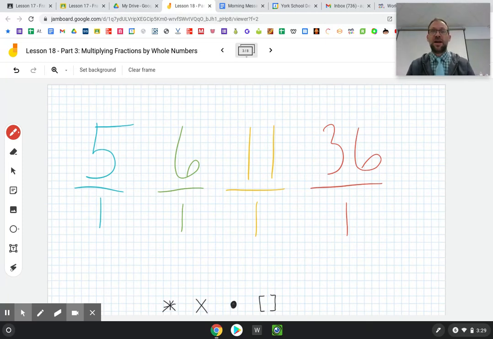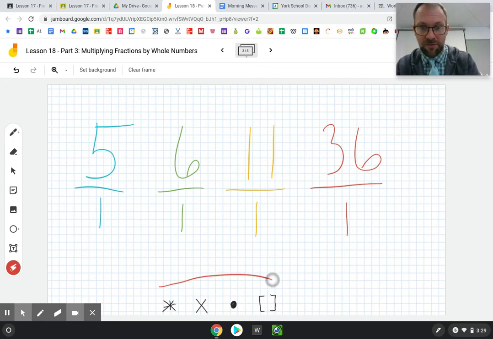All right, let's try a couple examples here. And before we get started, I just want to point out there are 4 multiplication symbols that are used in the next 4 slides. Be on the lookout for them.